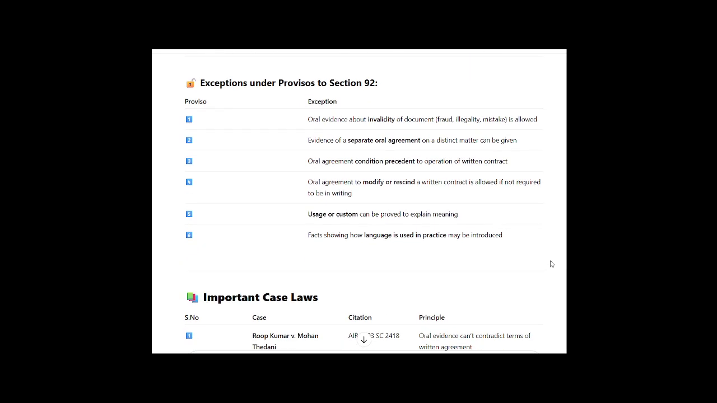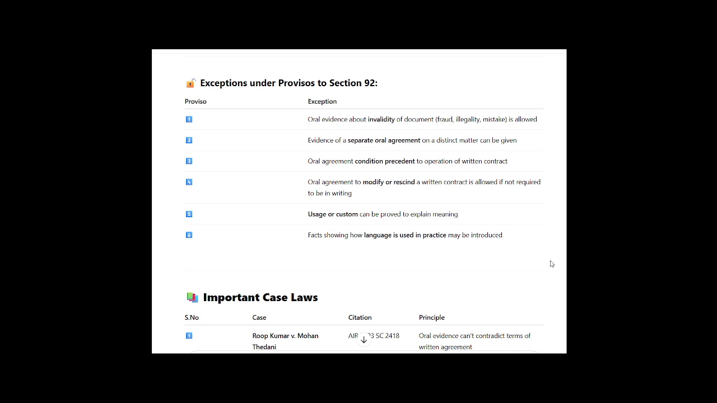Exceptions under provisos to Section 92. Proviso, exception. 1. Oral evidence about invalidity of the document, such as fraud, illegality, or mistake, is allowed. 2. Evidence of a separate oral agreement on a distinct matter can be given.